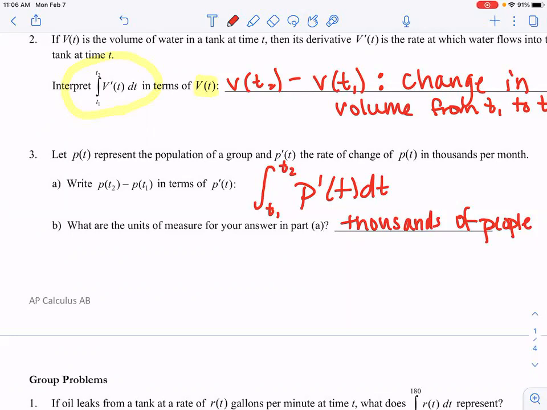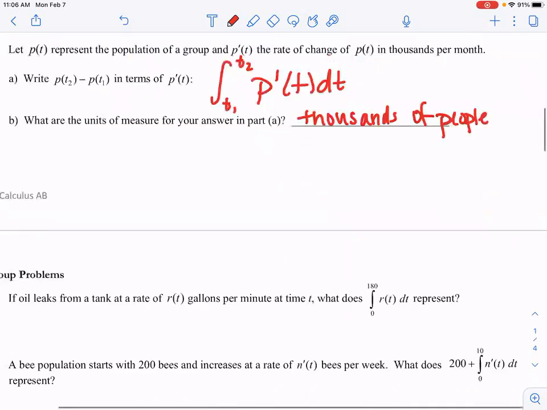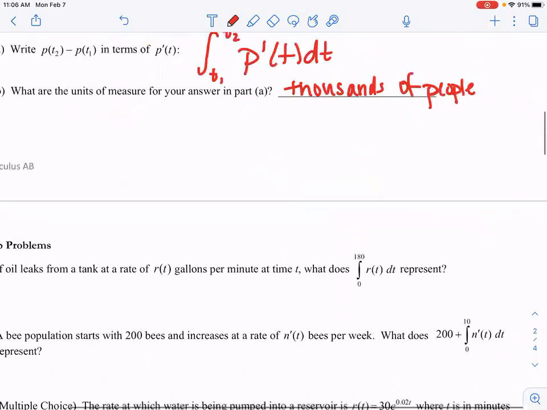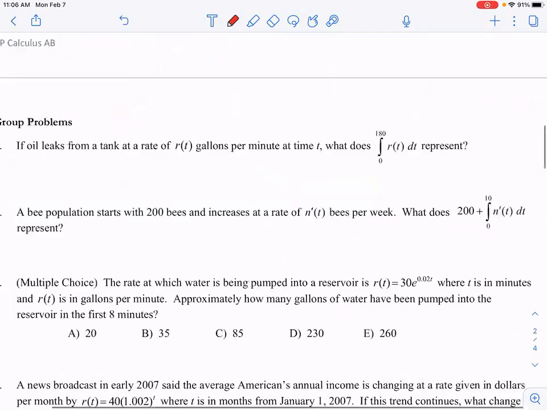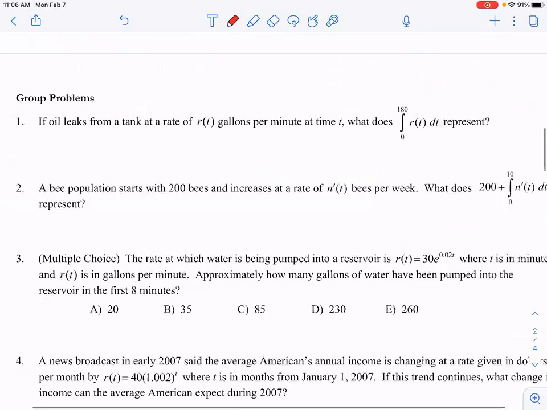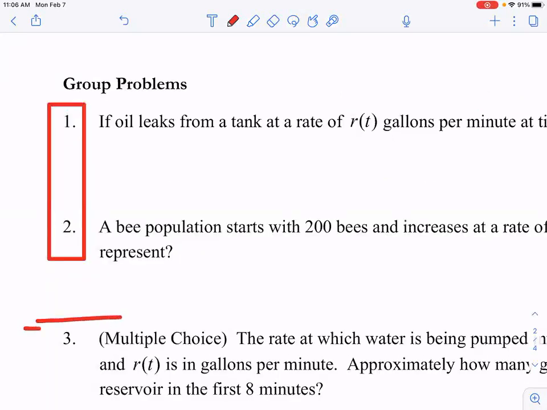Okay, so this is what I want you to do. On the next page, we have some group problems, and I'm going to break it down only a couple at a time. So I'm going to give you a couple minutes to, as a pod, talk through number 1 and 2, and then you're going to stop.